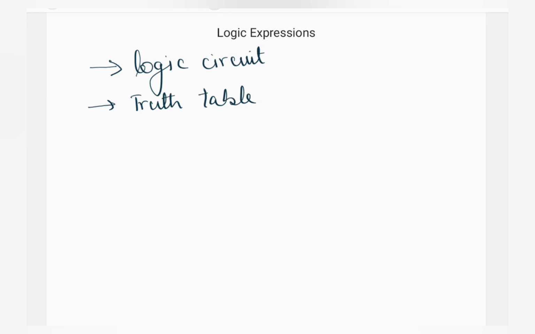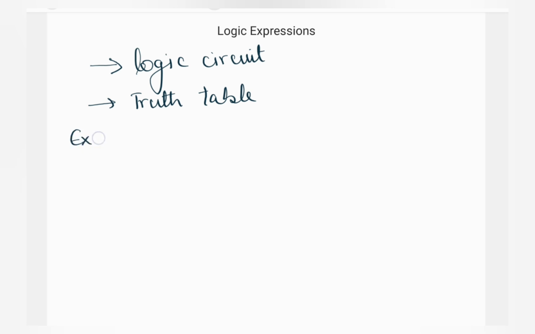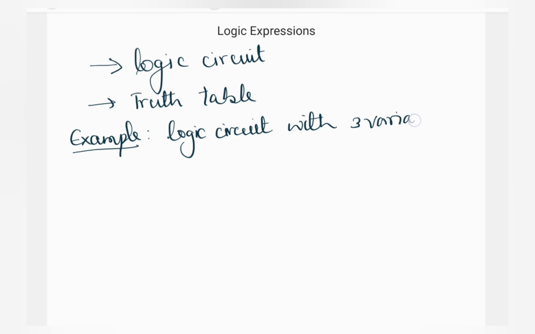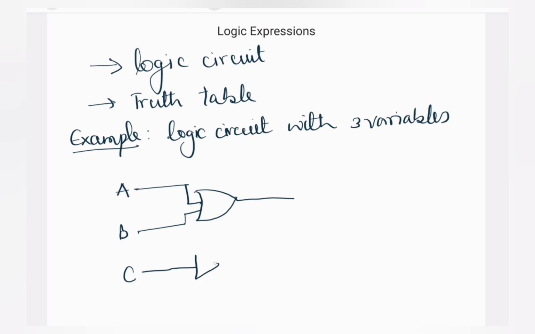To start with, we are going to use the logic circuits, and we're going to take an example. Let's assume for the logic circuit, we have got three variables. Let's say it's A, B, and C. Between A and B, we have got an OR gate. From C, let's take a NOT gate. And let's assume these are joined together with an AND gate. That gives you an output X.